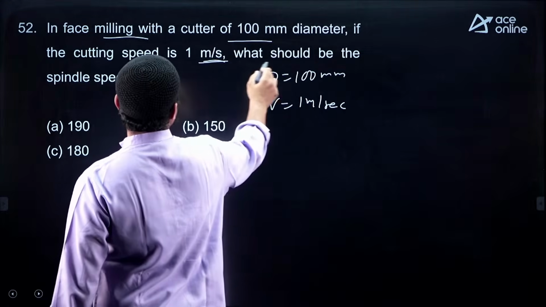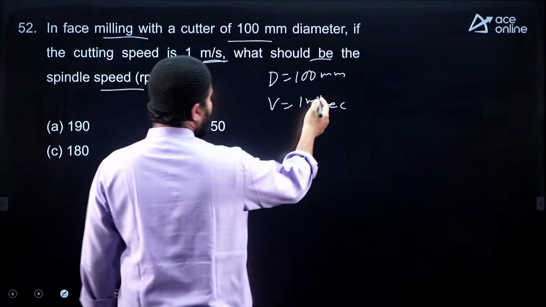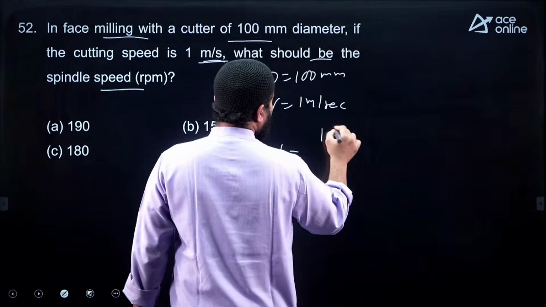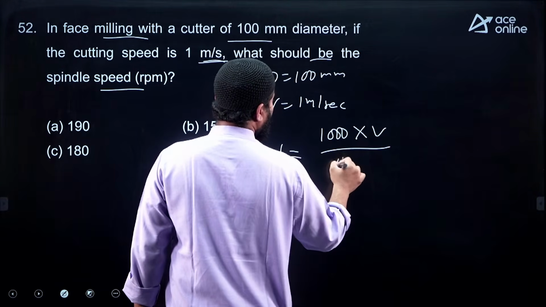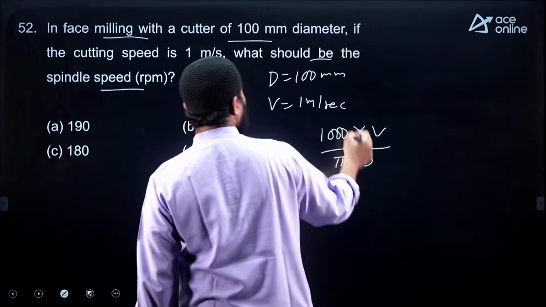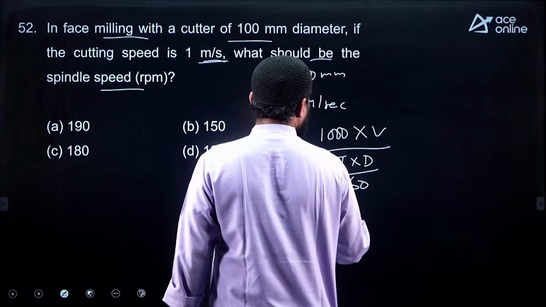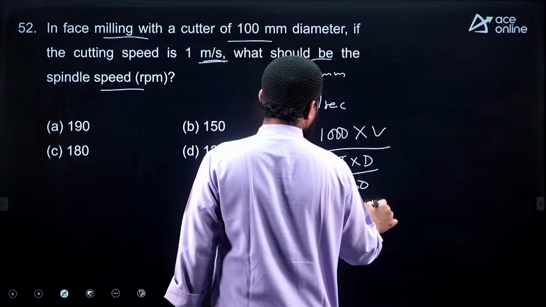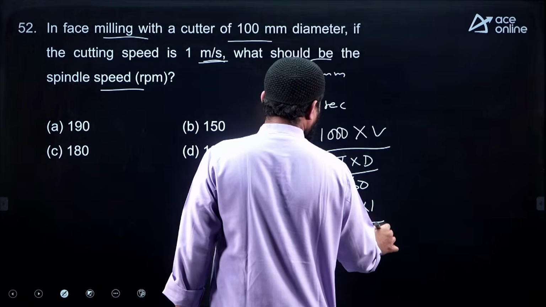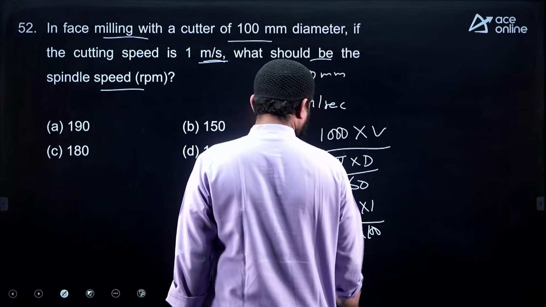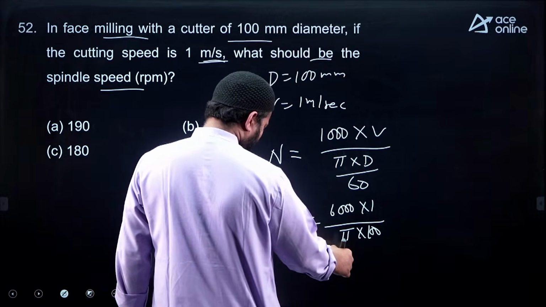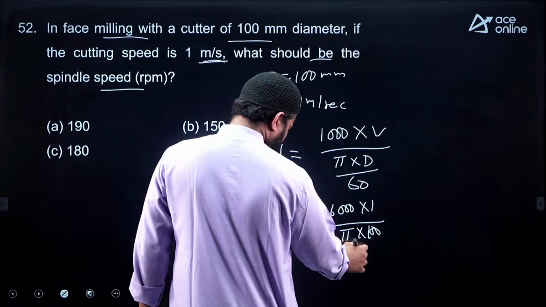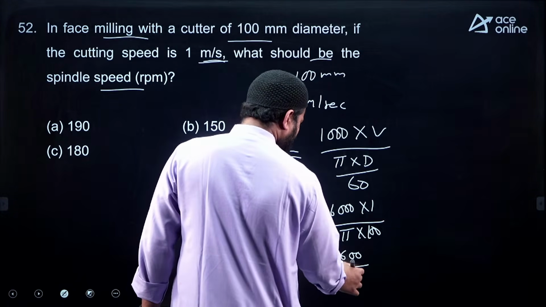If the cutting speed is 1 meter per second, what should be the spindle speed? So, cutter diameter and speed are available, and they are asking for rotational speed. N is equal to 1000 V by pi into d, but if you observe here it is meter per second, therefore, it is divided by 60. So, if you simplify this, it will be like 6000 into 1 by pi into 100. So, it will be like 600 by pi you will get, right.